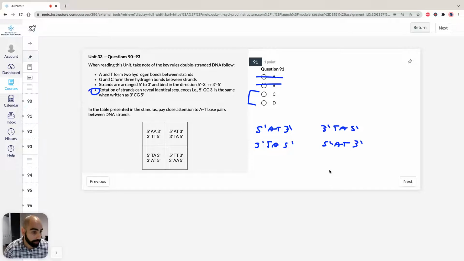And do we see that for C? We've got a 3' TA. Nope, they have a 5' TA, a 5' AT. So yep, C is incorrect. So therefore D has to be correct.